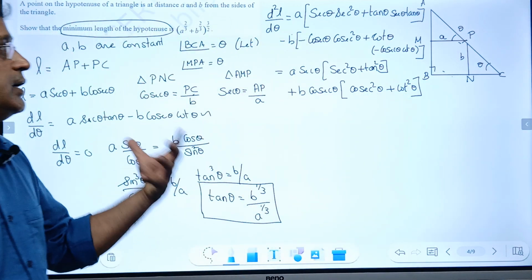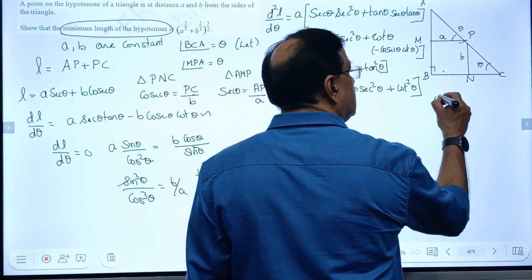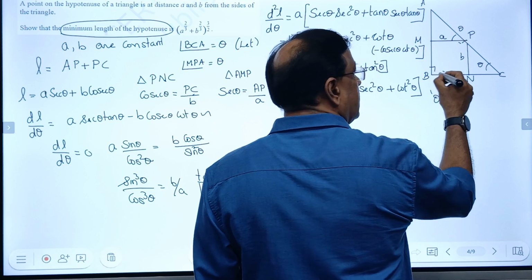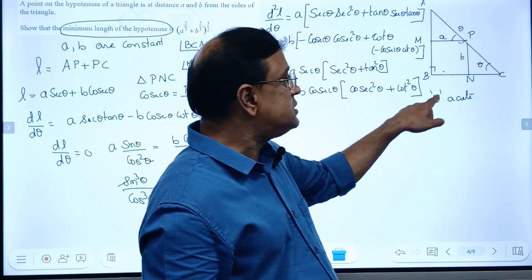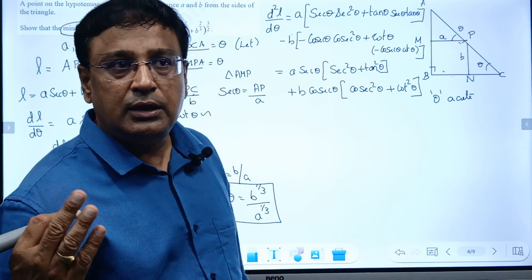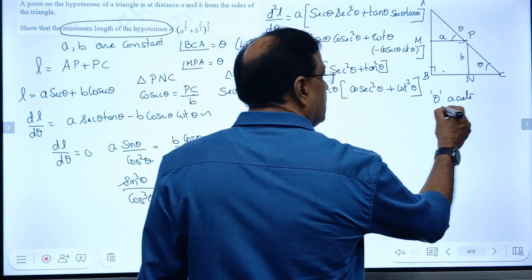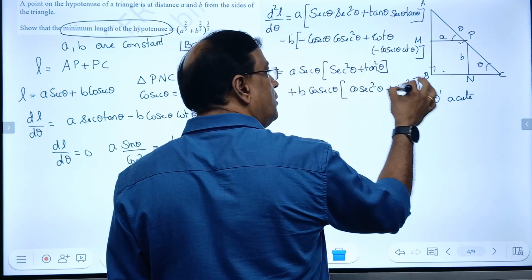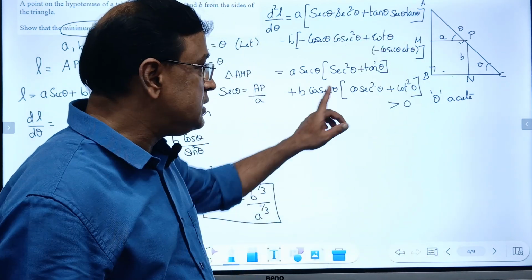Now clearly you should understand that it is a right angle triangle and theta will be acute. Since it is a right angle triangle, theta must be less than 90, otherwise they can't form a triangle. So since theta is acute, acute means less than 90, so it is the first quadrant. Okay, so in the first quadrant, secant, cosecant, secant square, tan square, all are positive. So you can say this is greater than 0. I hope you understand that.